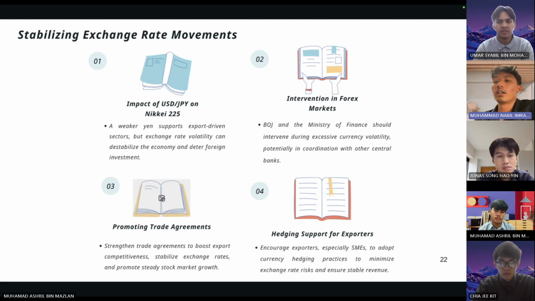And the third one, hedging support for exporters. Encouraging currency hedging among exporters will promote the use of financial instruments that protect businesses from adverse exchange rate movements. Japan can also help small and medium-sized enterprises maintain steady revenue streams and reduce financial risk. So that's all from me. I'll pass back to Uma for the conclusion.